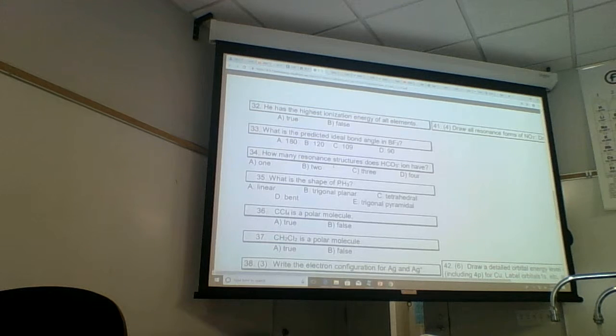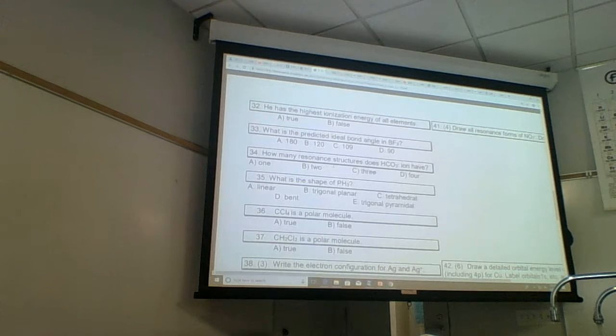Highest ionization energy is helium. Yes, that's true, but it's not going to be on this test. 33, what is the predicted bond angle in BF3? 120 is correct. It's trigonal planar, 120. Sometimes the best thing is to draw it out and show the structure.